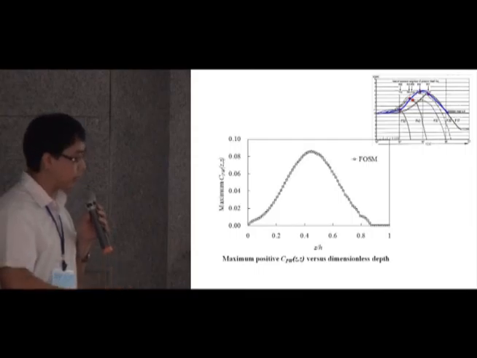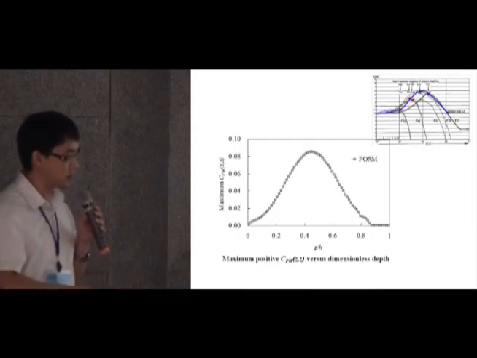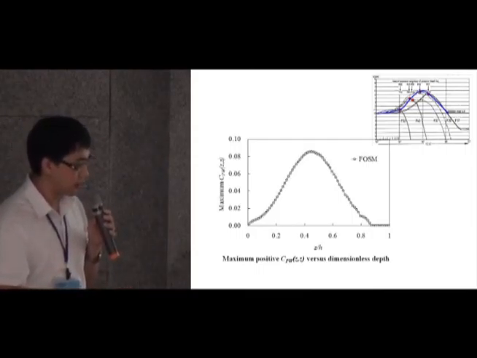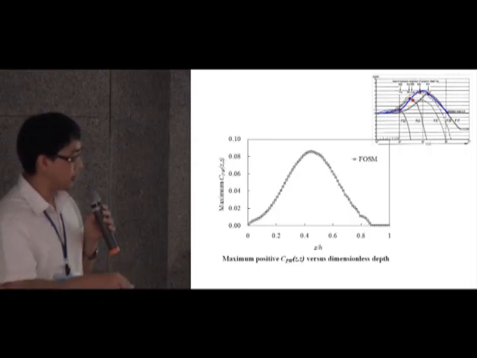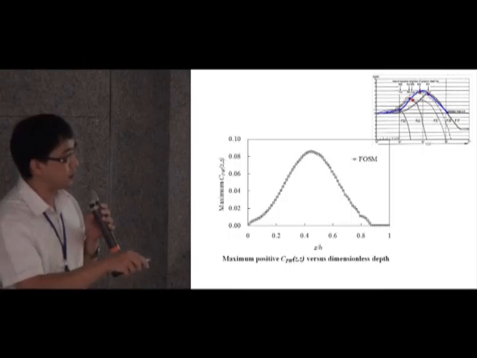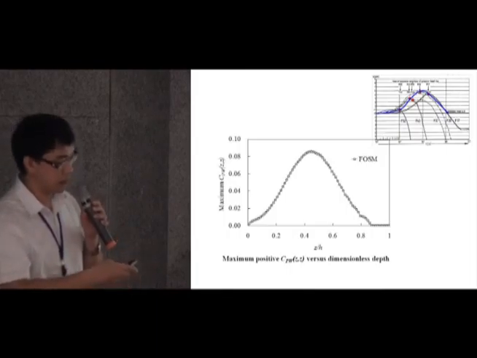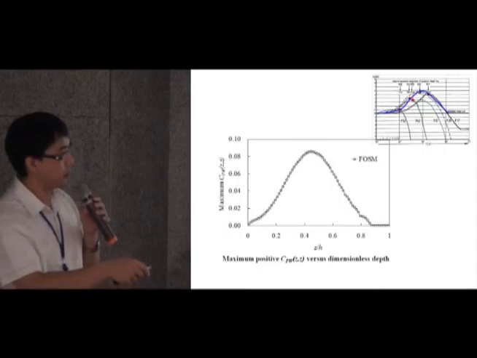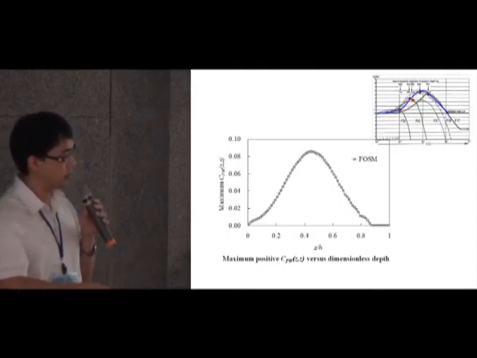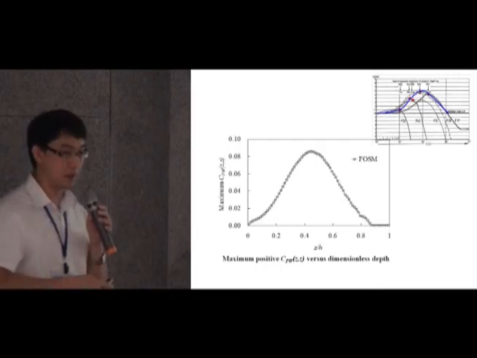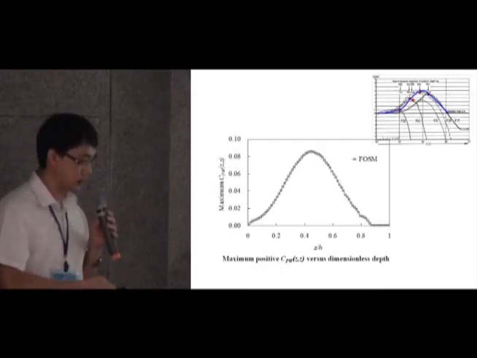If we calculate the maximum CPW value versus the dimensionless depths, we can see that there are maxima at different depths. This behavior is very similar to the observed data, like this one. They also have different depths and different maxima values here. We can also fit them, just like this one. So there will be some limitation on the detailed behavior.